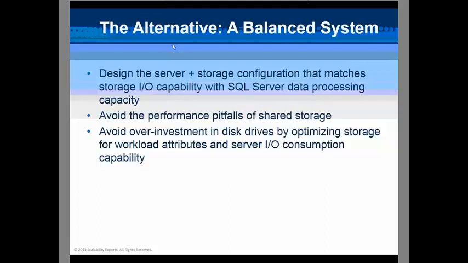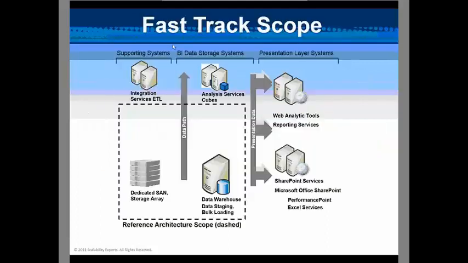So Fast Track fills this gap by taking a look at data warehouses and data warehouse needs. Now, I'm going to tell you, this is for data warehouses only. Fast Track is not configured for an OLTP environment. But it does give you a dedicated SAN. It gives you a dedicated server for your data warehouse. It does not give you capabilities of putting integration services on that server, or analysis services, or web analytics, or reporting services, or SharePoint on that server. It is a dedicated box.